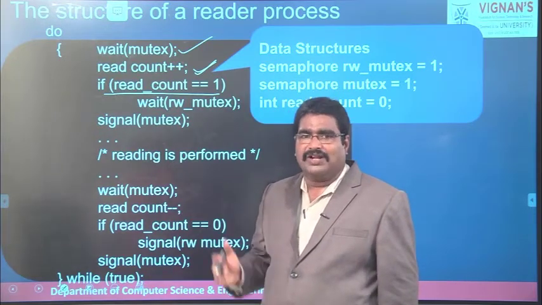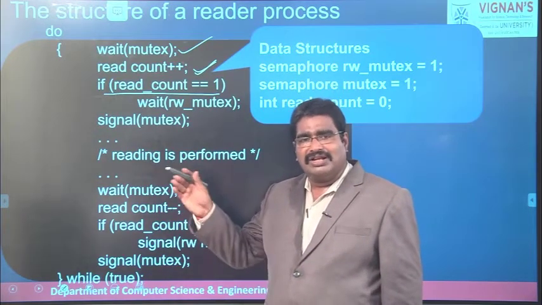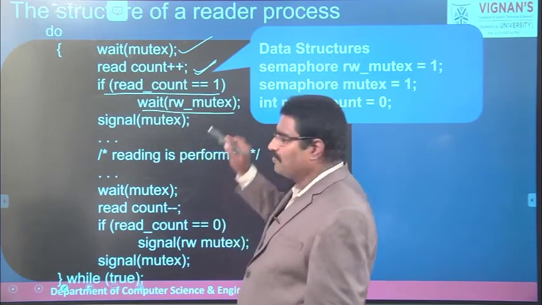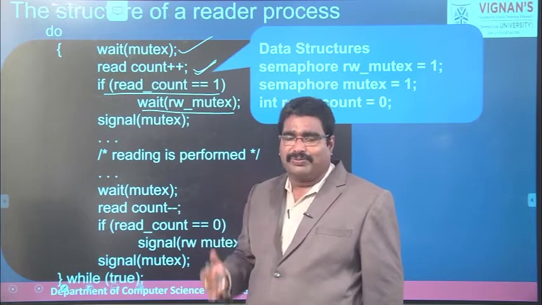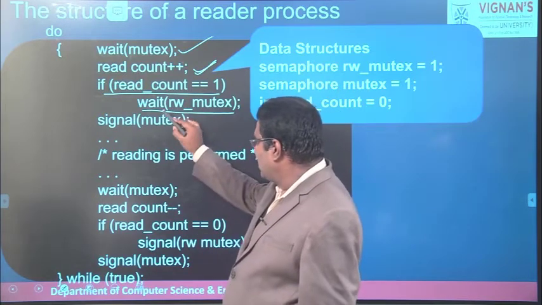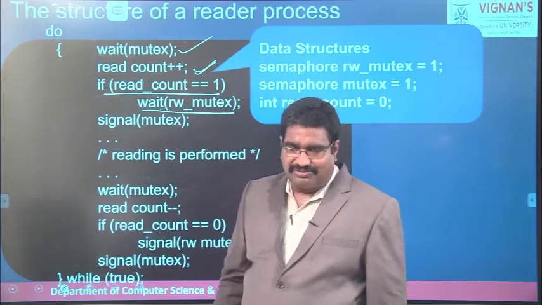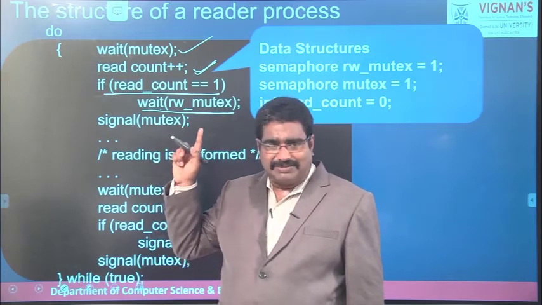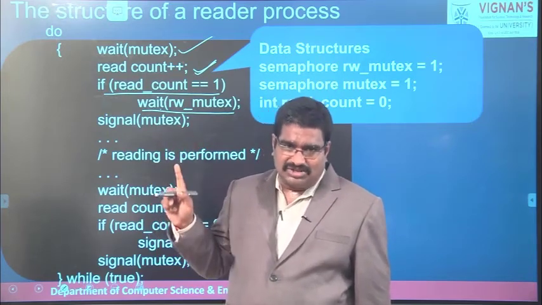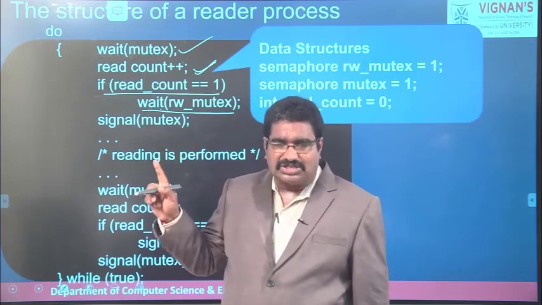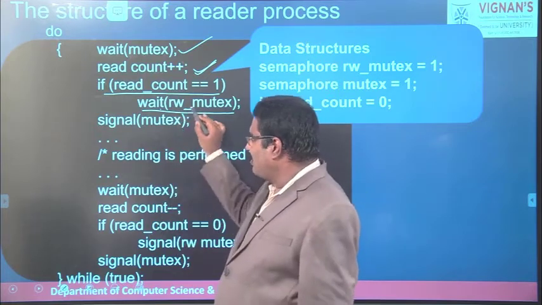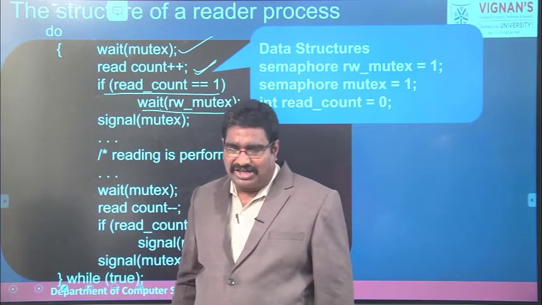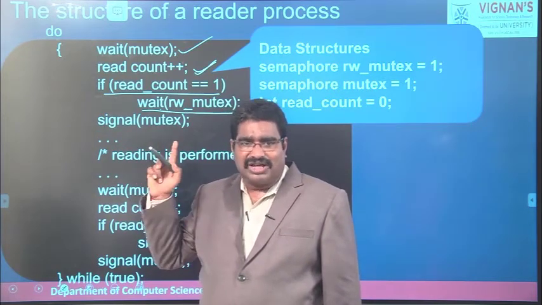If that is the first reader process performing the read operation, then writers are not allowed. For that reason, to stop the writers from performing the write operation, we use wait RW mutex. RW mutex is a binary semaphore, and initially its value is 1. Whenever a writer process wants to perform its operation, it calls wait RW mutex. For example, we are assuming that a writer is already performing the write operation. At that time RW mutex value is 0.